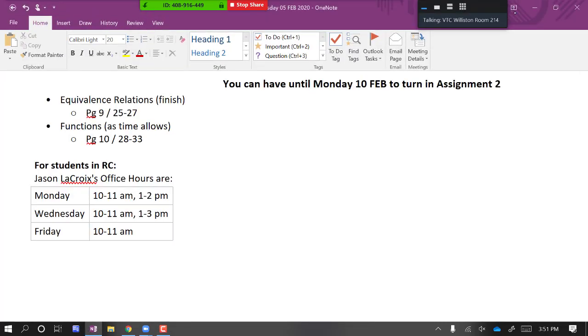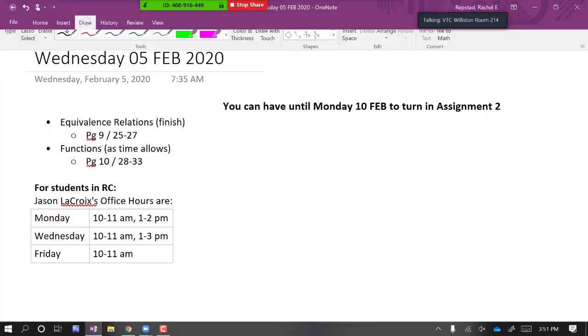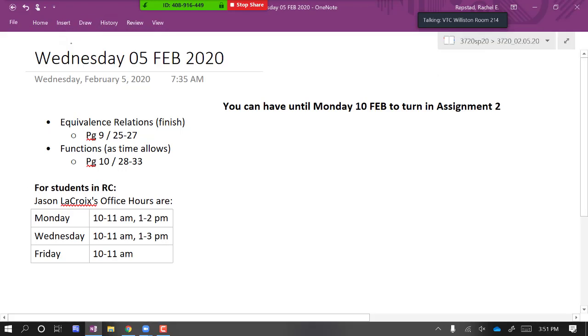Also, you have until Monday, if you so choose, to turn in assignment 2. I haven't changed it on Canvas yet, but I'm going to. If you notice it hasn't changed, feel free to send me a reminder. Sometimes I need those, and I'll fix that.